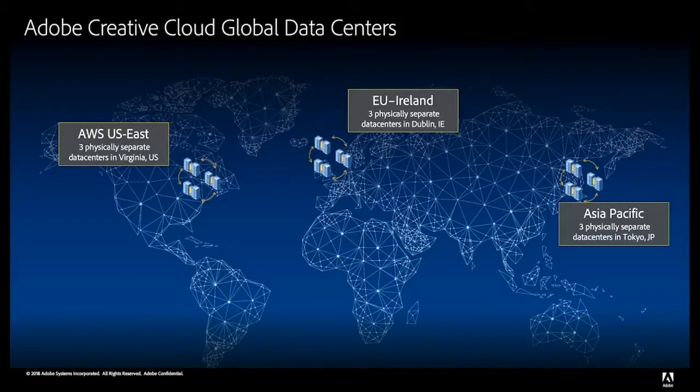expansion also into EMEA in 2019. PDF services and Document Cloud file storage is only hosted in AWS US East in Virginia, and Adobe Sign is hosted around the world in 6 data centers divided by geography.